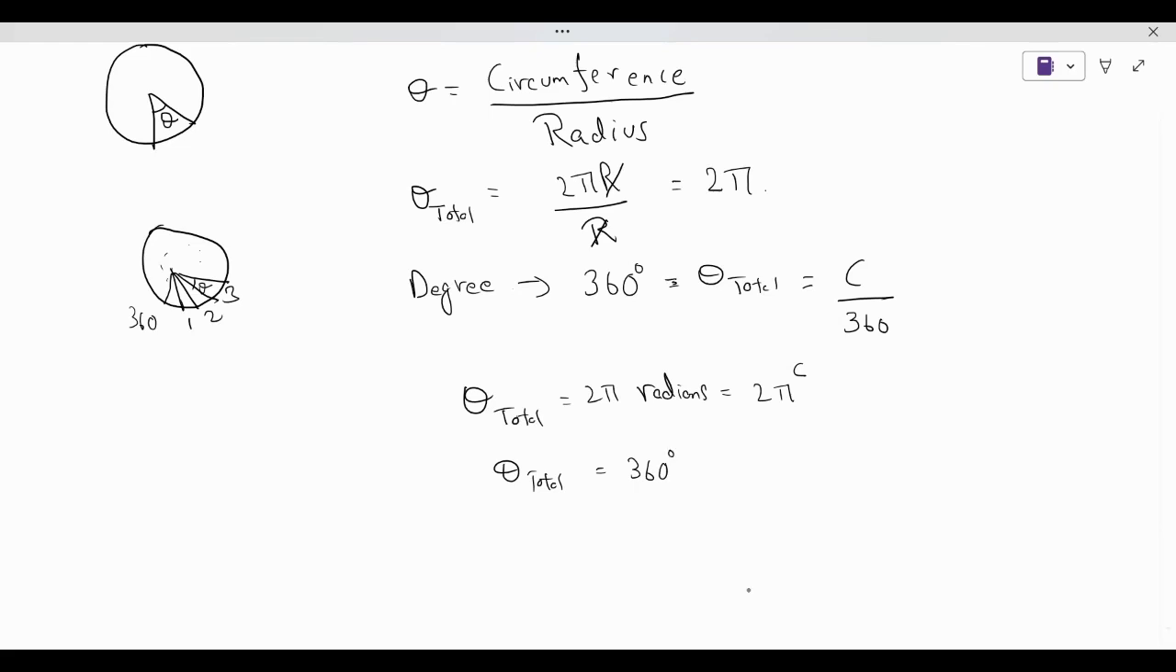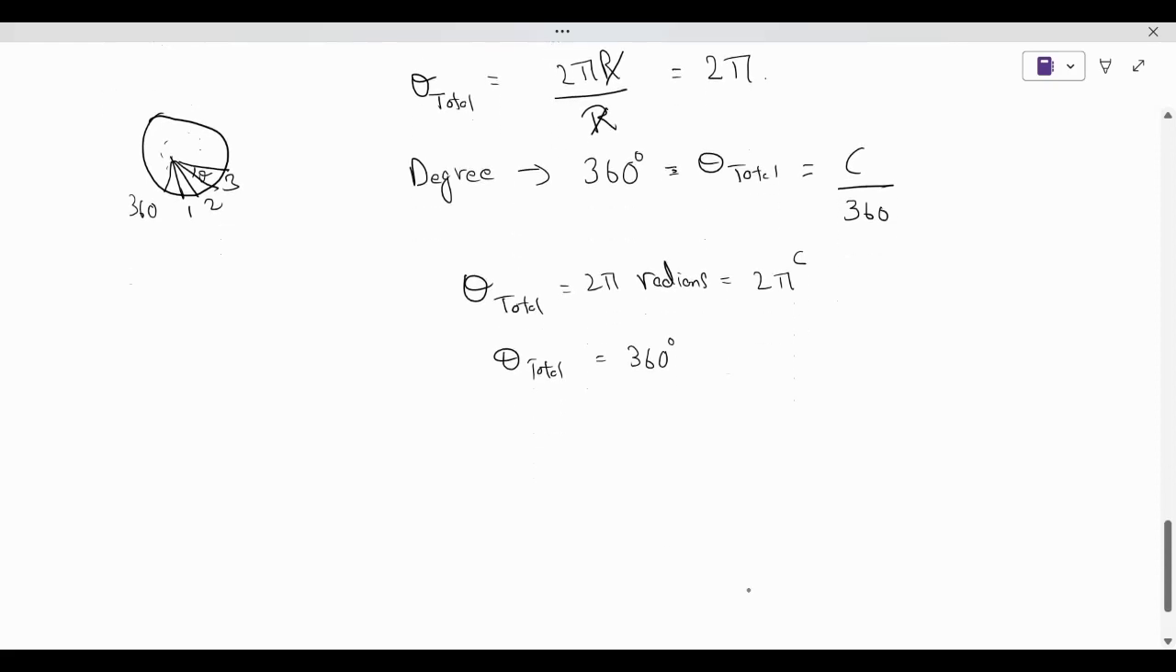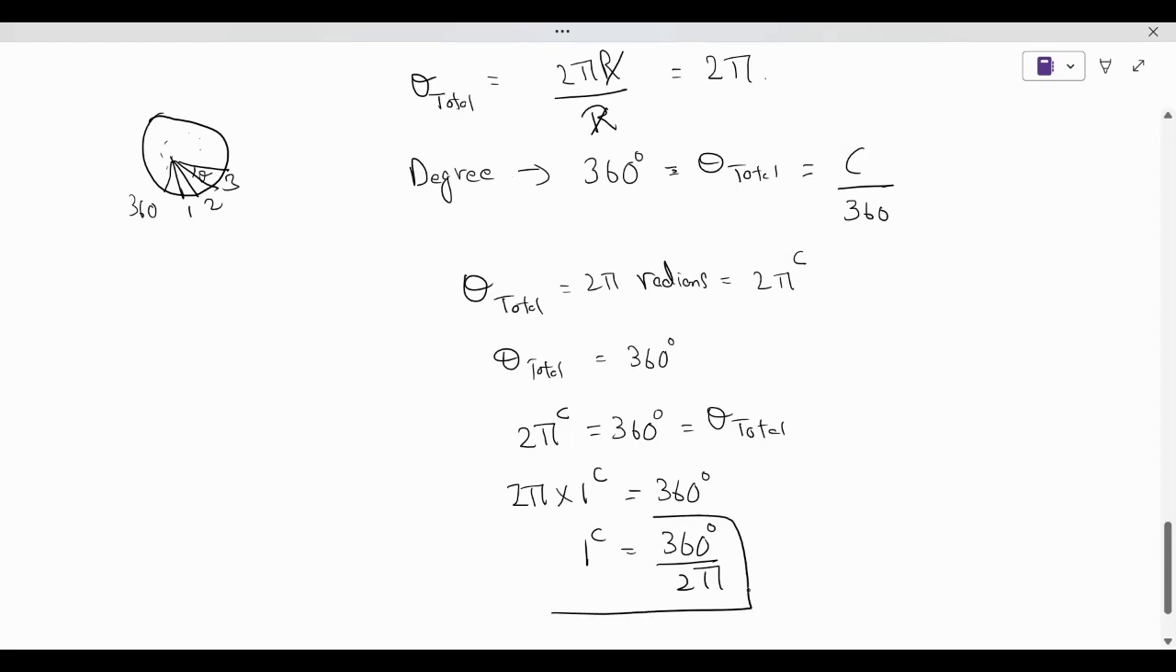Now we'll see how to convert a degree to radian and a radian to degree. The first thing is, we see that 2 pi radian is equal to 360 degree, since this is the total angle of the circle. So we write 2 pi radian as 2 pi into 1 radian, which is equal to 360 degree. So what is 1 radian now? 360 degree by 2 pi. This is a very important formula. You can write it if you want to.